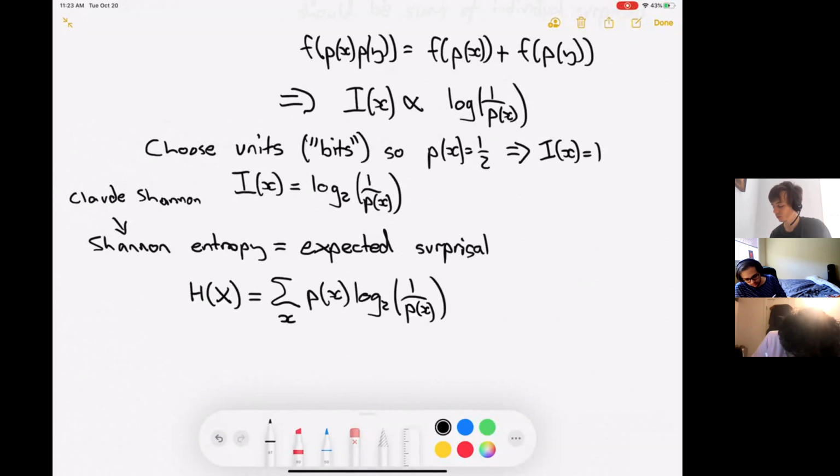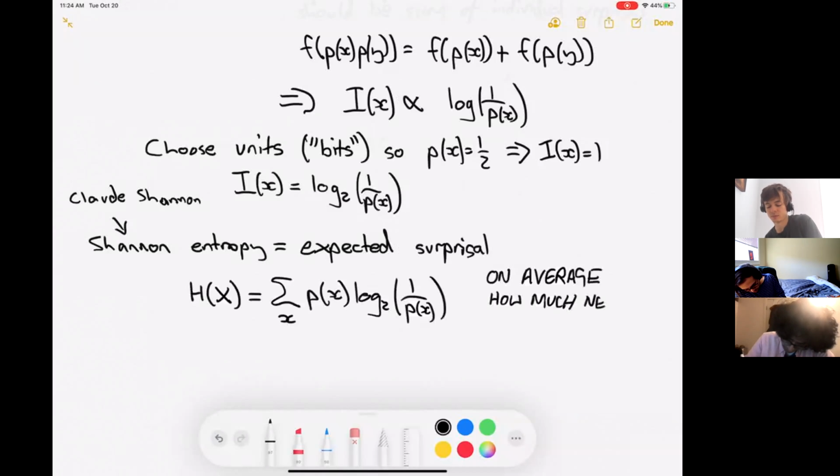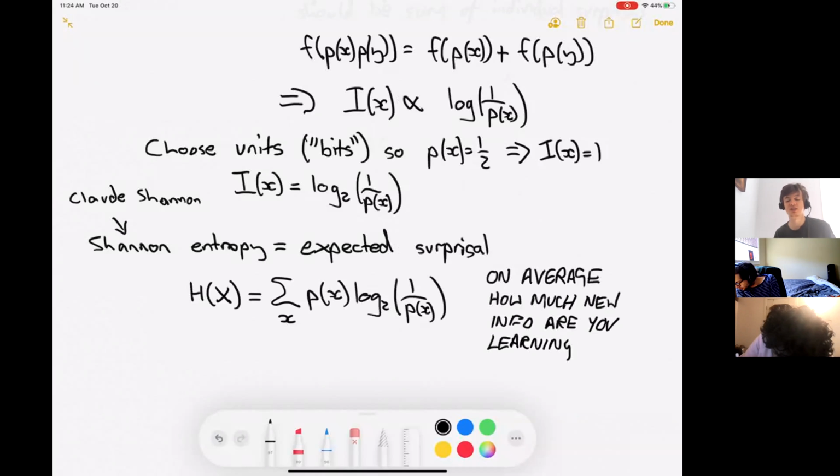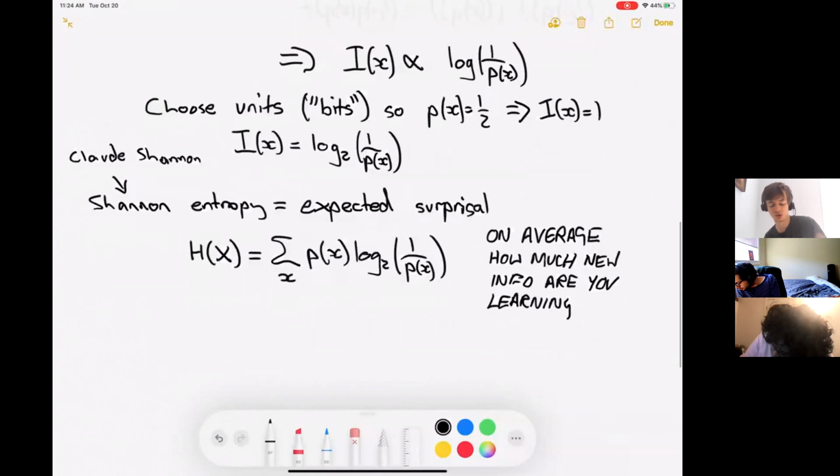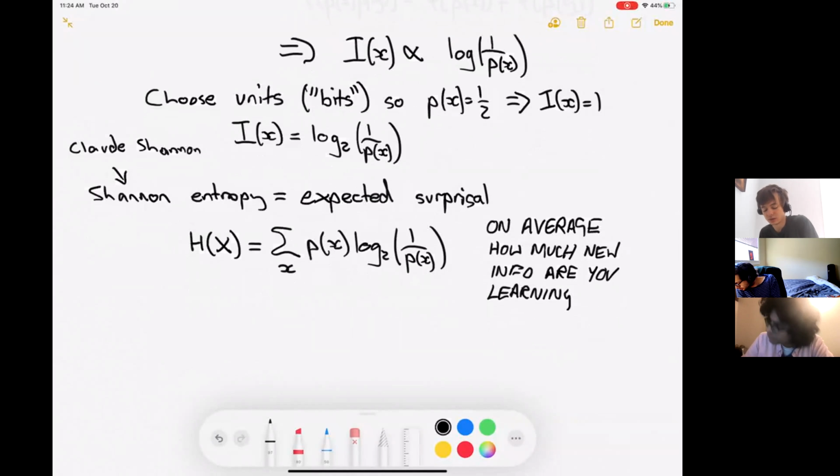Okay. So it's on average how much new information you are learning from the outcome of some experiment. This is equivalently a measure of how much unknown information there was before you saw the outcome, before you saw what the actual state was.